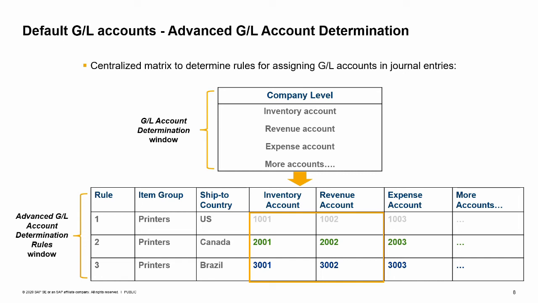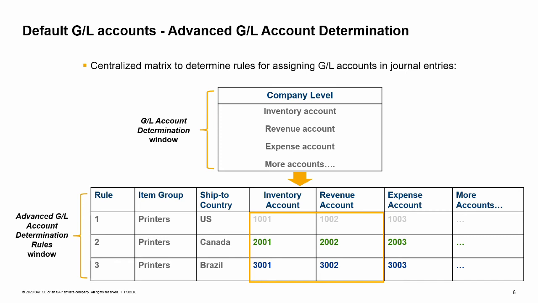Many companies will find the company level accounts sufficient. For tailored business scenarios, you have the option to define rules for assigning GL accounts in journal entries. Those rules support GL account determination for item code, item group, warehouse code, ship to country, ship to state, business partner group, user-defined fields, and more, as well as multi-determination criteria. That is, a combination of the criteria.